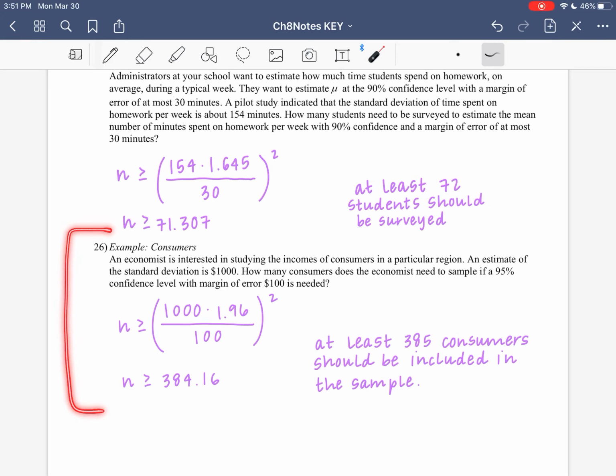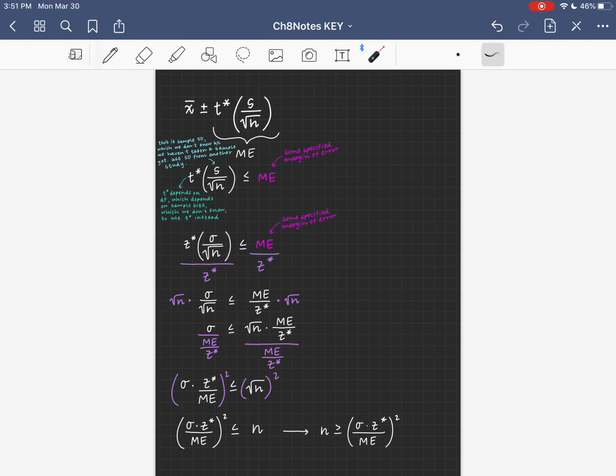I'm going to let you guys read through this one. This one is very straightforward as well. So kind of check through and make sure you can figure out where each of those numbers came from. Again, remembering to round up to the next whole number.